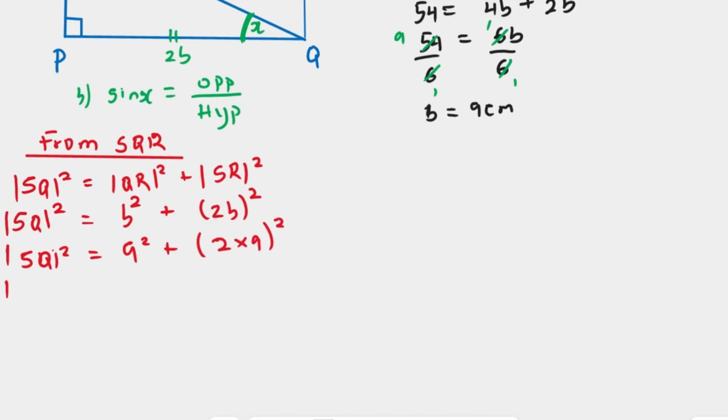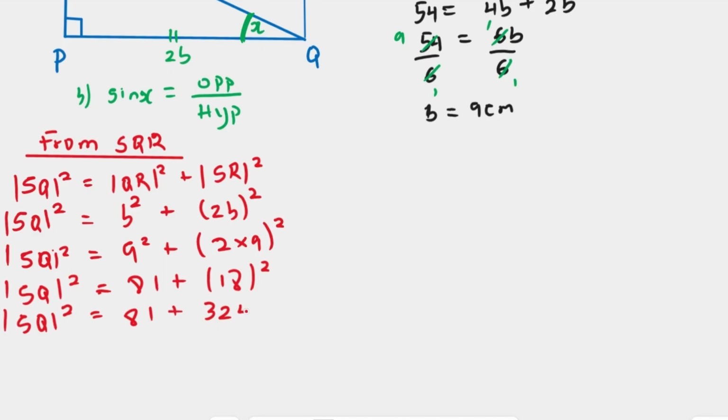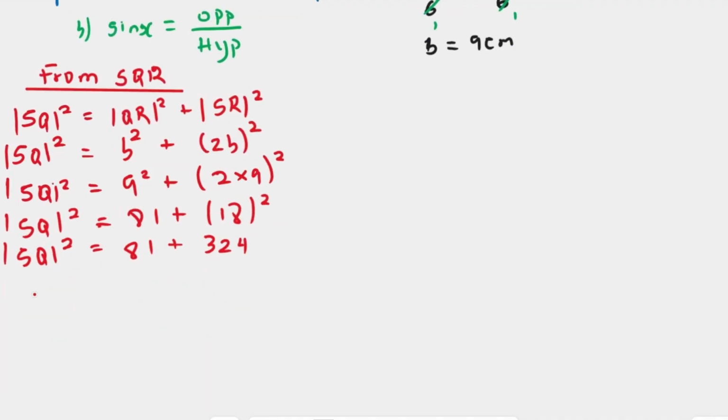So SQ squared is equal to 9 squared, which is 81. 2 times 9 is 18. So we have 18 squared here. So SQ squared is equal to 81 plus 18 squared is going to be what? That is 324. That's a big number, right? So we have SQ squared equal to the sum of 81 and 324 will give us 405.